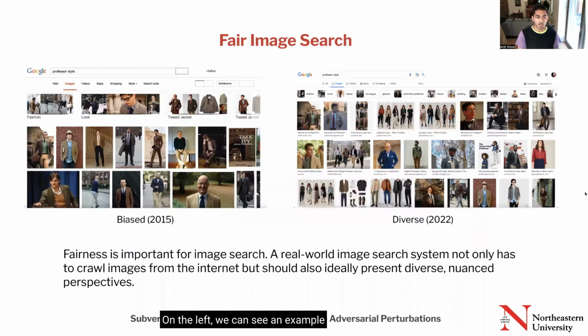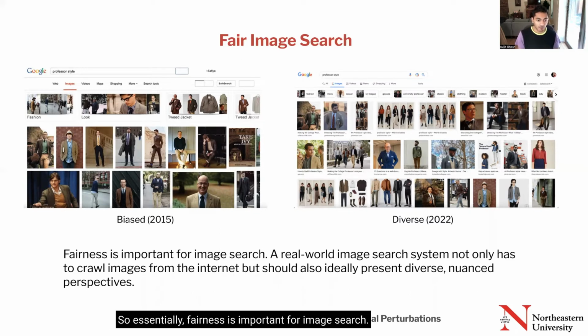On the left, we can see an example search result for the query Professor Style, and this was taken in 2015. We can see that most of the images that are shown are essentially of middle-aged white men wearing tweed jackets. We know that this is not what all professors look like. On the right, we perform the same query search in 2022, and we see that the search results are a lot more diverse and more representative of the real world.